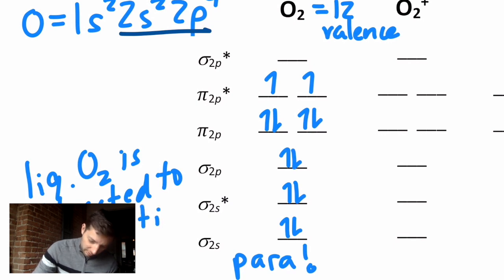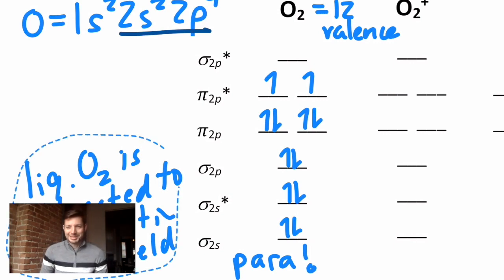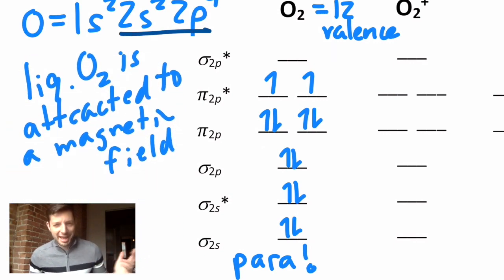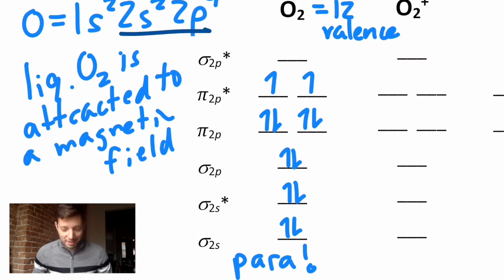I'm probably writing that right on top of my screen, so I will move it up. That's what it says. Liquid oxygen is attracted to a magnetic field. Wait, isn't gaseous oxygen also attracted? Well, it's easier to see with liquid, so there are great videos of this online if you want to search for it.